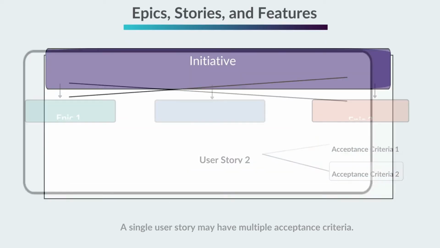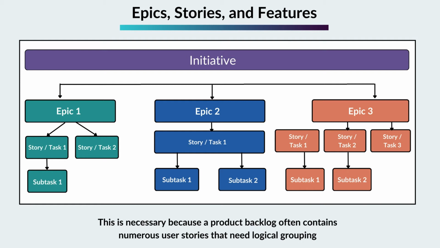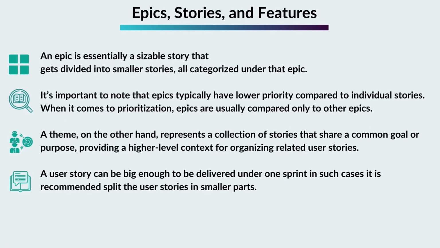Epics, stories, and features. Epics, stories, and features serve as mechanisms for organizing user stories, an essential practice in Agile development. This is necessary because a product backlog often contains numerous user stories that need logical grouping. An epic is essentially a sizable story that gets divided into smaller stories, all categorized under that epic. It's important to note that epics typically have lower priority compared to individual stories. When it comes to prioritization, epics are usually compared only to other epics.